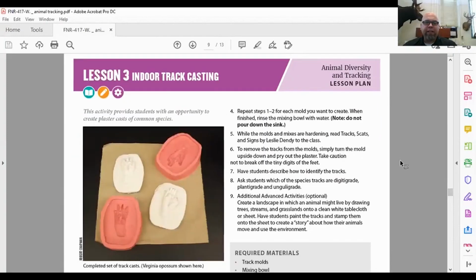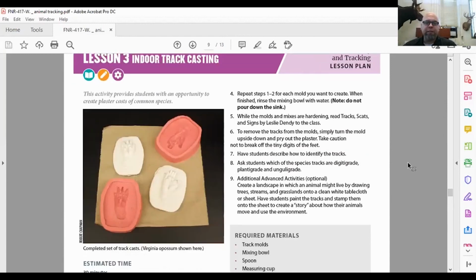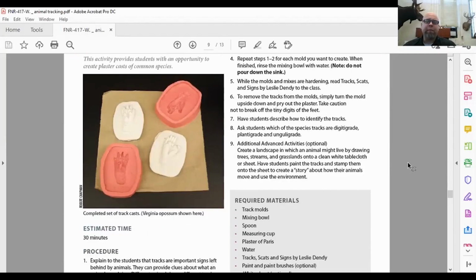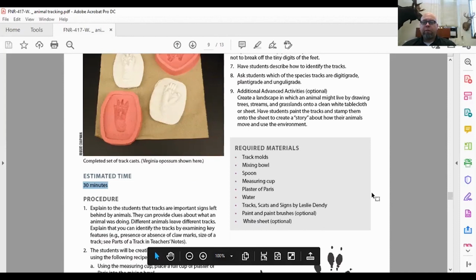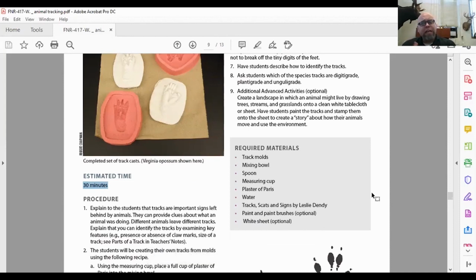So, indoor track casting. This activity is really providing students with an opportunity to create these plaster casts of really common species. The estimated time for this particular lesson and activity is around 30 minutes. So that's what you can be planning on if you're thinking about incorporating this into your classroom. And when you're looking at the materials list, there's really not a lot of required materials for this lesson. You need some track molds, and here's a really great photo to show you some of these really high quality track molds that you can purchase online for anywhere from $5 to $8.